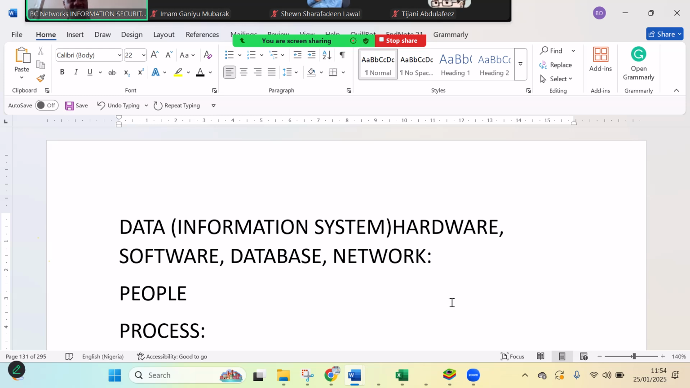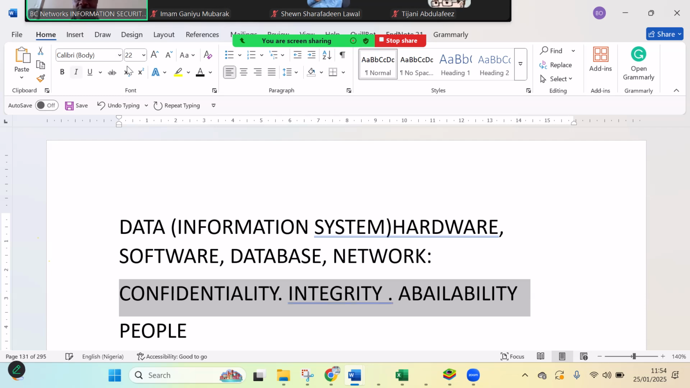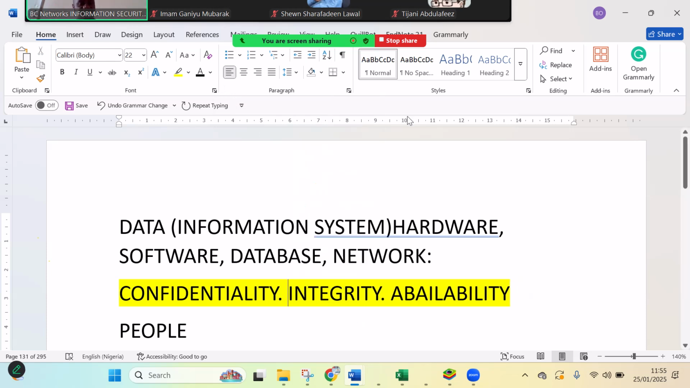And safeguard them against what? We safeguard these information systems against theft. Whatever classification we call it, they all fall under the confidentiality of these information systems, the integrity of these information systems, and what? The availability of the systems. So this is the concept we are trying to explore in this course. These are the information security objectives as far as this course is concerned.